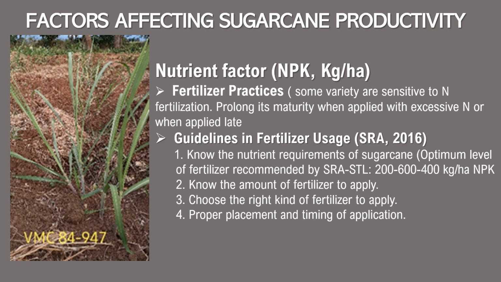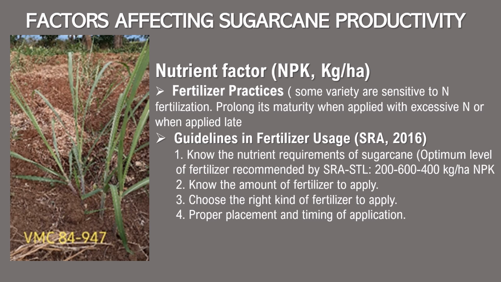Second guideline is you have to know the amount of fertilizer to apply. So, in this case, you have to know how much of the NPK you are going to apply to your area. So farmers should be able to compute and calibrate the fertilizer needs of his sugarcane plantation, based again on the soil analysis or plant tissue analysis.